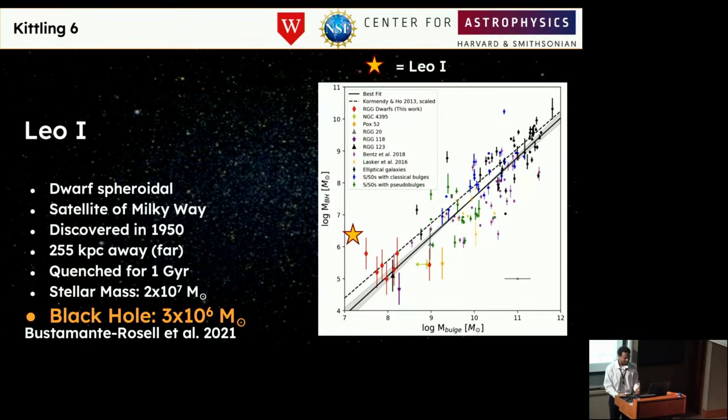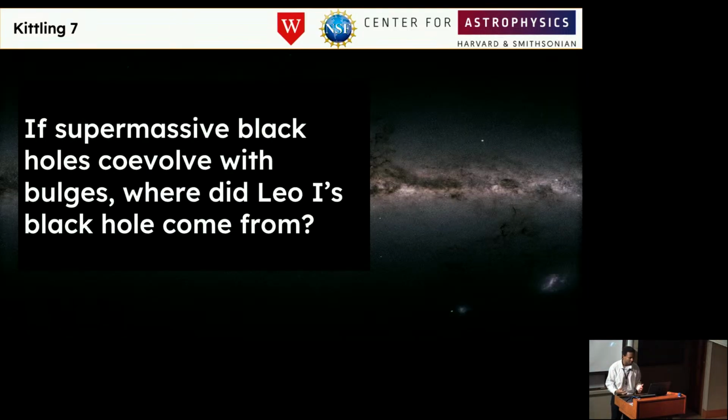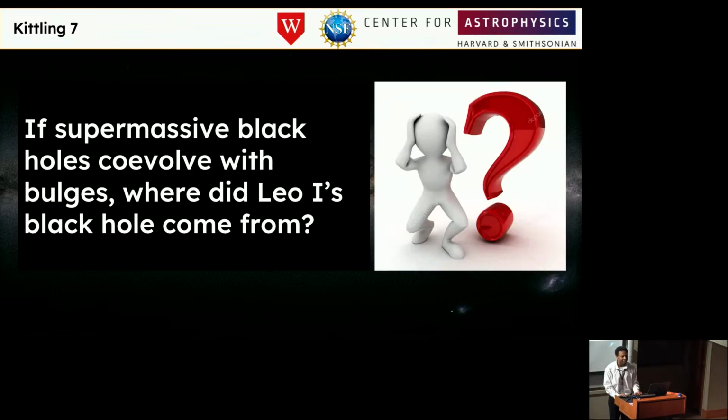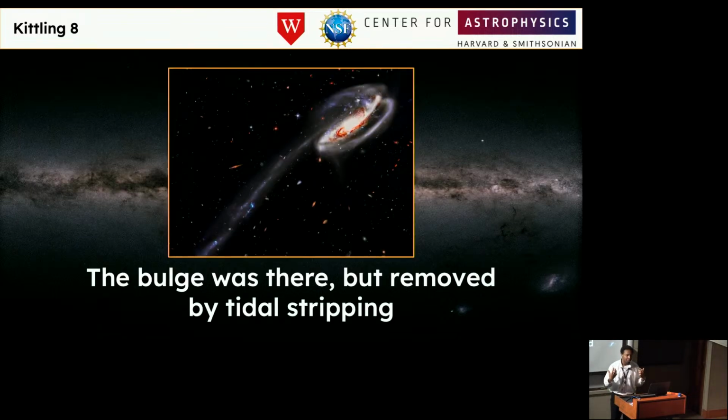So we're left with this question, right? If supermassive black holes co-evolve with bulges, and Leo 1 barely has a bulge, where did that black hole come from? And it's a little mysterious. But we do have an idea. Essentially, our hypothesis is that the bulge was there, but it was removed by a process of tidal stripping.